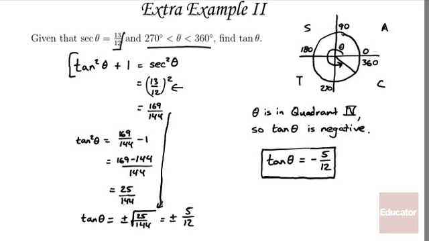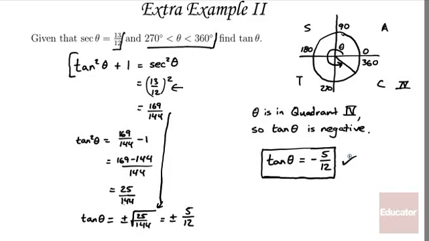And so the second step there was to use the information given about what quadrant theta is in. And once we know that theta is in quadrant 4, we know that its tangent has to be negative. That's from the all students take calculus rule. And so tangent theta is negative, we know we need to take the negative square root. That's how we get tangent theta is equal to negative 5 over 12.